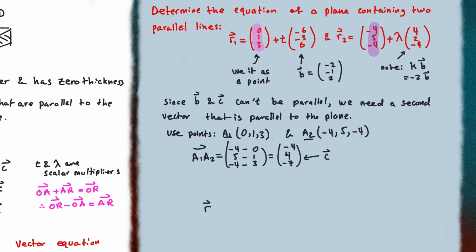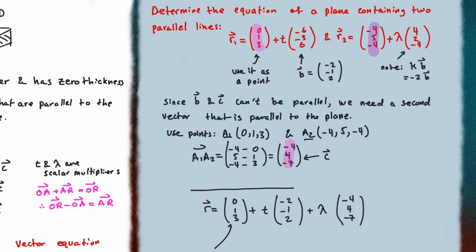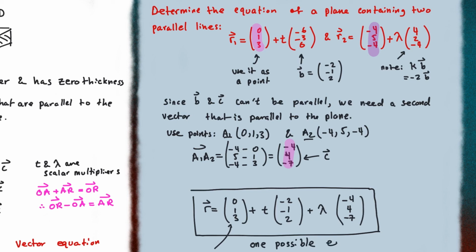Now that we have both of these direction vectors, we're set. Our equation is going to be one of the points, we can use 0, 1, 3 or -4, 5, -4, plus t times one of the direction vectors, -2, -1, 2, plus lambda multiplied by the other direction vector, in this case -4, 4, and -7. Note that the direction vectors can be simplified, but our points need to stay what they are, so they can't be simplified. So the 0, 1, 3 has to stay the same.